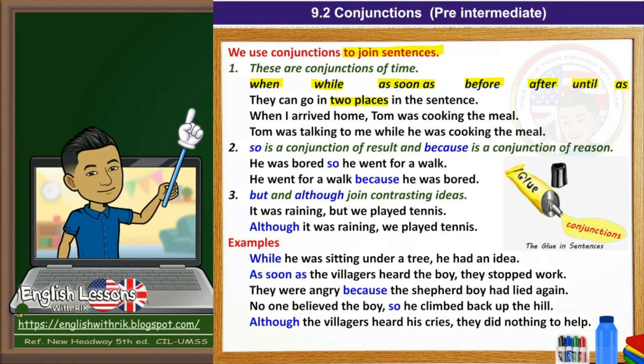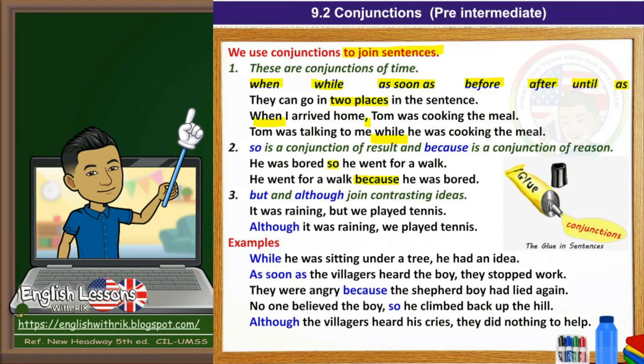When I arrived home, Tom was cooking the meal. Tom was talking to me while he was cooking the meal. So is a conjunction of result, and because is a conjunction of reason. He was bored, so he went for a walk. He went for a walk because he was bored.